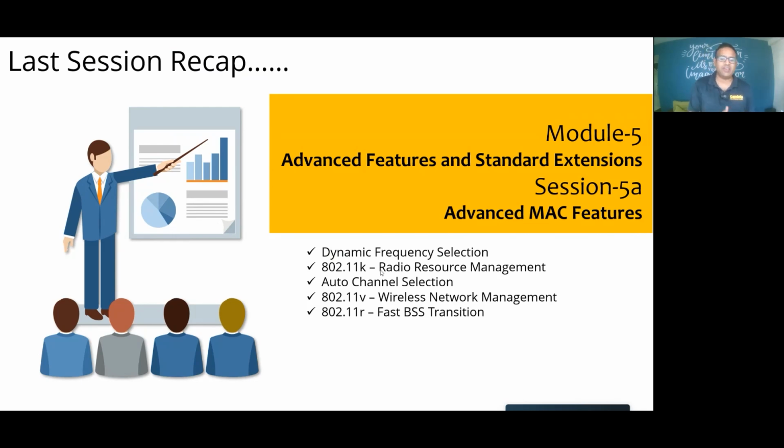So 11k and 11v are about helping the stations make a decision of when to roam and where to roam to. When to roam is important. You cannot try to roam too fast. You cannot wait too long to roam. So you need to make the decision at the right time, and you also need to pick the right access point to move to. So when to roam and where to roam to are basically 11k and 11v.